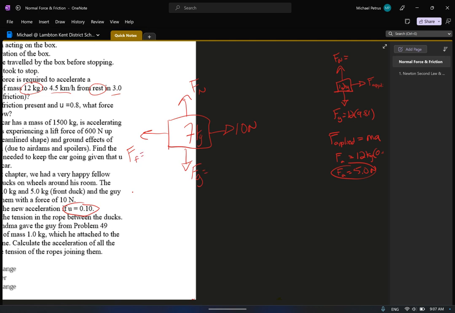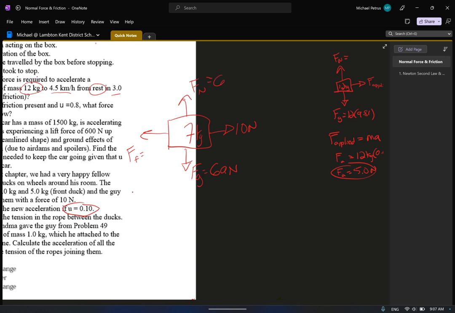All right, so gravity is just going to be the whole thing, 7 kilograms times 9.81. So I go 7 times 9.81. There we go. I got 69 newtons.